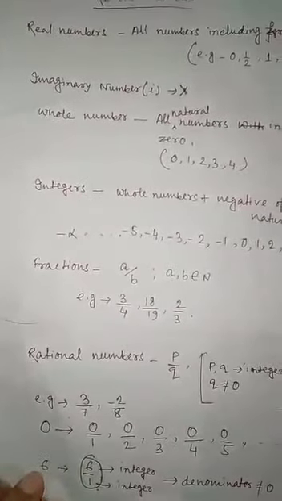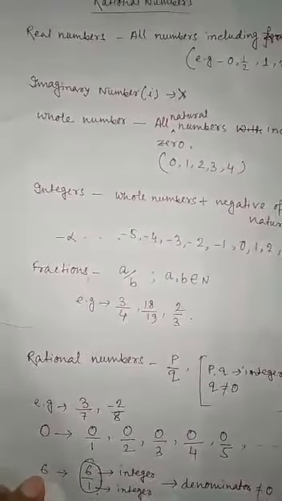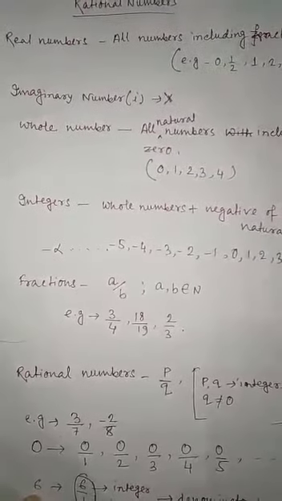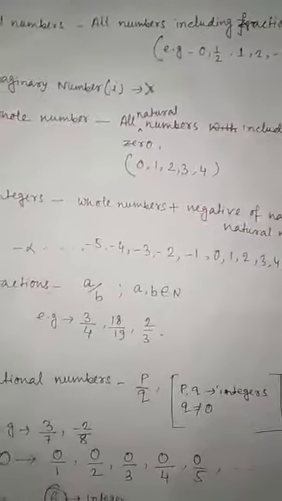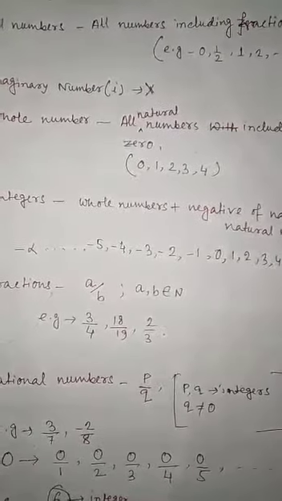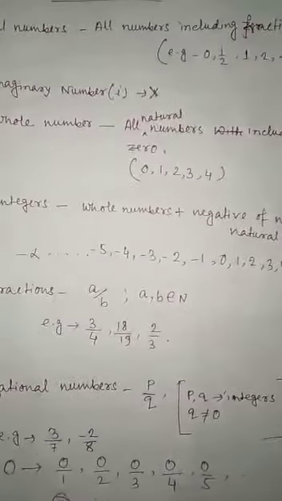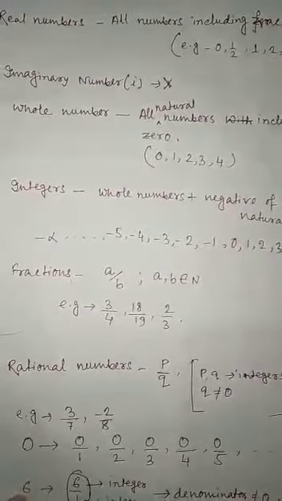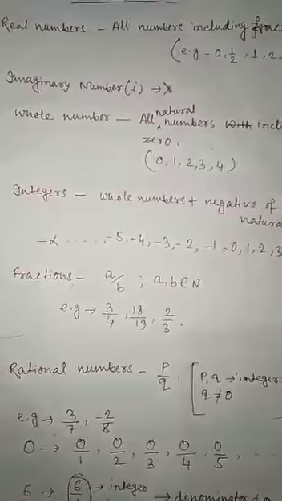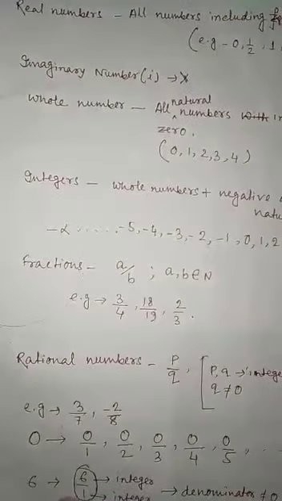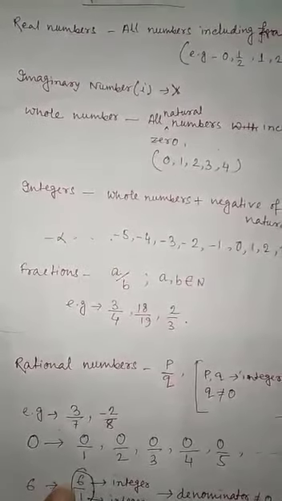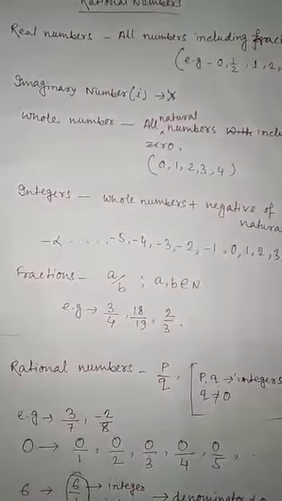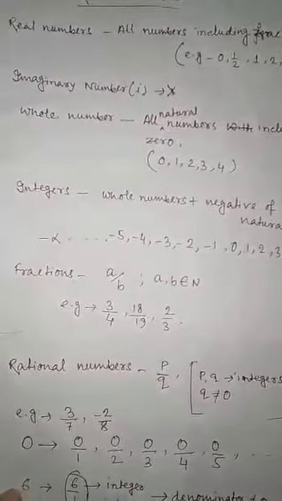We all know that 6 is a natural number, as well as a whole number and an integer. So can we say that 6 is also a rational number? Yes, 6 is also a rational number. Though 6 is not in the form of p by q, we can write 6 as 6 by 1. We all know that any number divided by 1 is equal to the same number.